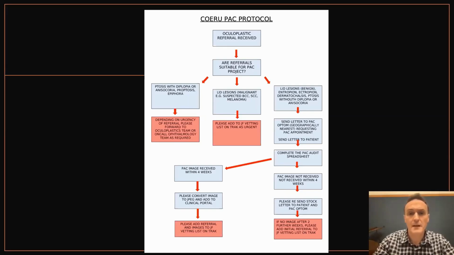a letter detailing them to go to the nearest PAC optometrist, and that was a letter to the optometrist and to the patient. A spreadsheet or audit form is completed, and the idea was obviously to get the images back to me within a 4-week period. Those who weren't getting images back within the 4-week period were sent follow-up letters to try and increase uptake as best as possible, thus allowing another 2 weeks. And if the pictures hadn't come through by this point, then they were automatically put back into clinic at this stage.